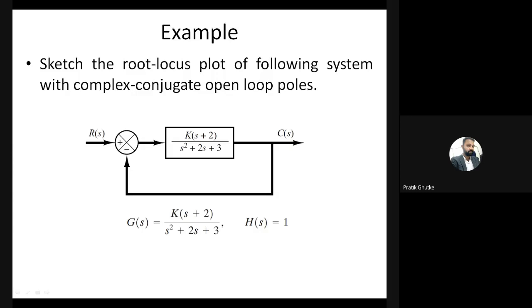In this case, they are given a feedback control system in which r of s is your input, K, s plus 2 divided by s square plus 2s plus 3. This is your open loop gain G of s, and H of s is your 1. That is unity feedback system. So in this case, G of s equals K, s plus 2 divided by s square plus 2s plus 3. We have to factorize this, and H of s is given 1.